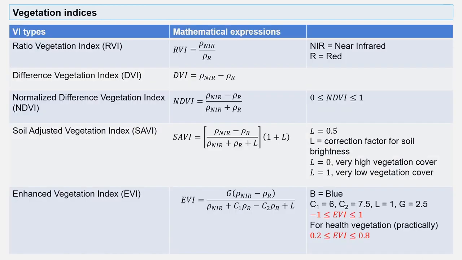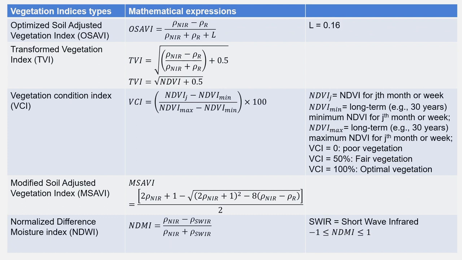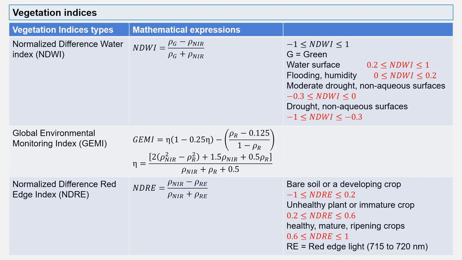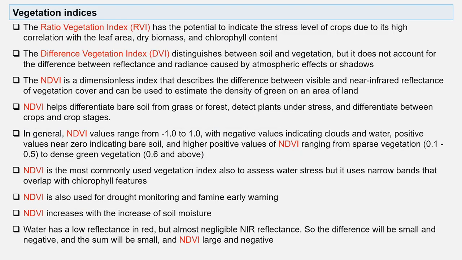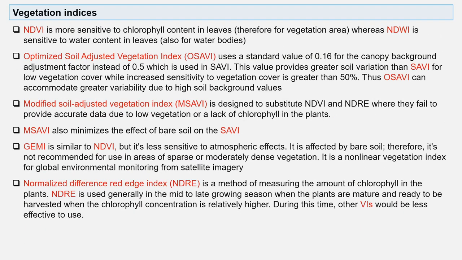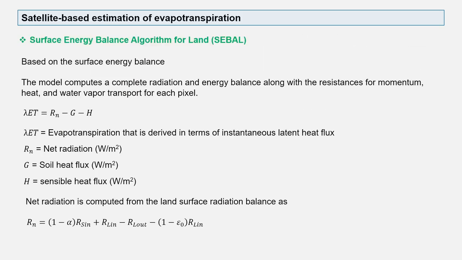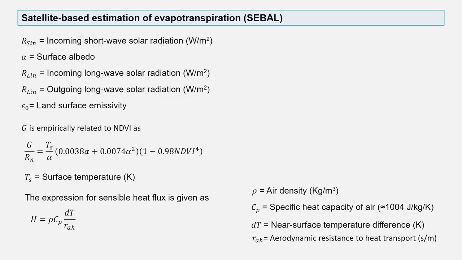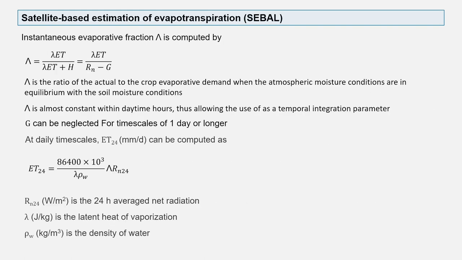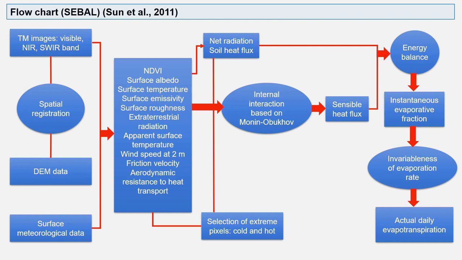We talked about vegetation index, because NDVI, EVI, SAVI are the indices which actually help in understanding the vegetation or the crop cover in a better way. So after vegetation index, we discussed the role of remote sensing in general in agriculture, satellite-based different kinds of data generation, and what are the different processes that are being followed.